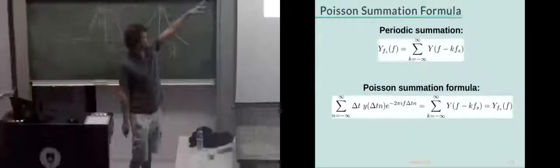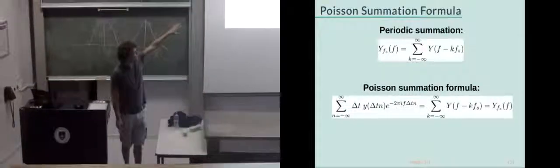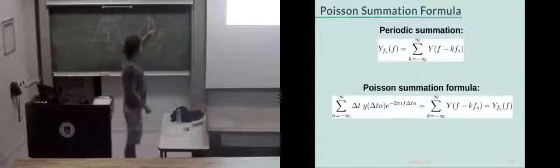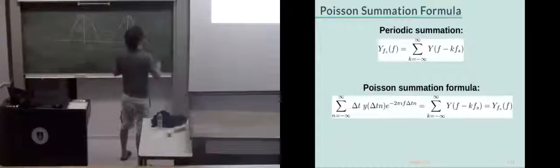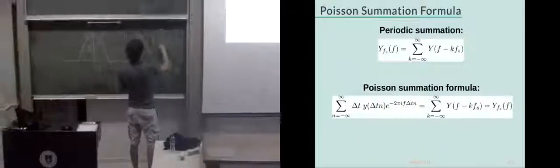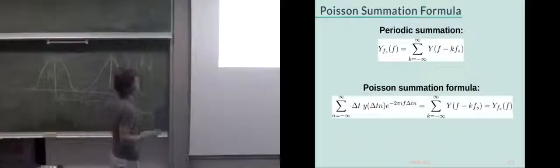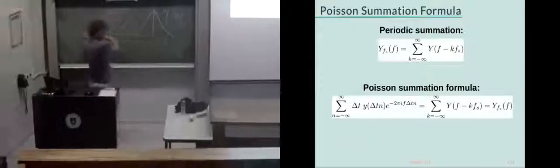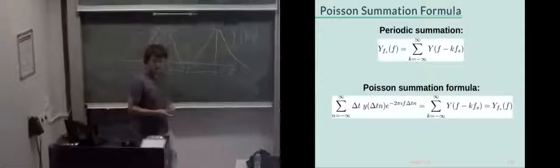And so what it results in, the periodic summation y of fs of y of f, is just an infinite number of copies of this thing.